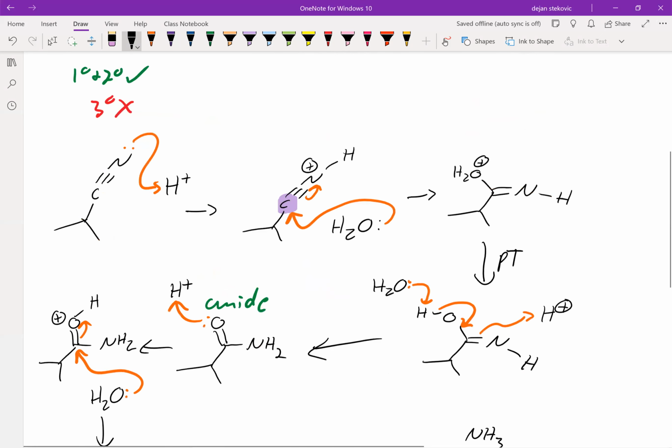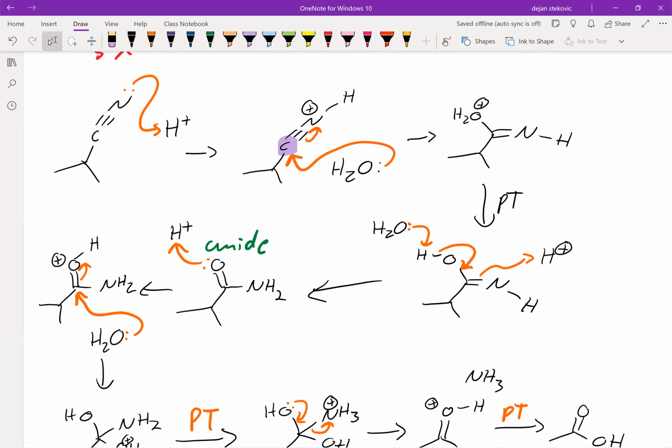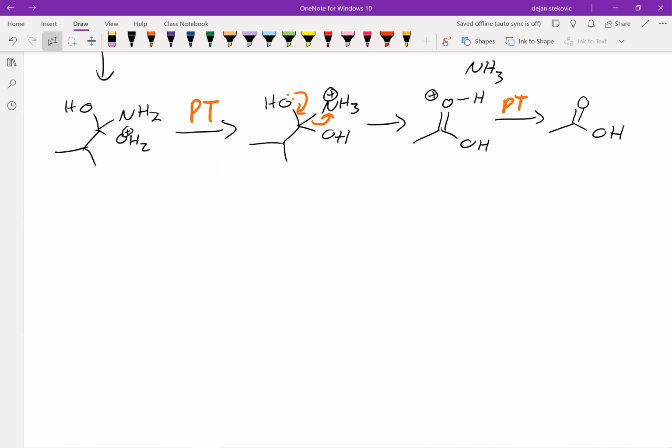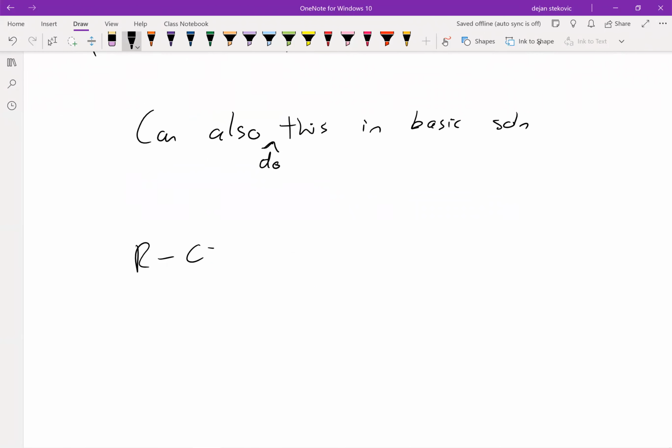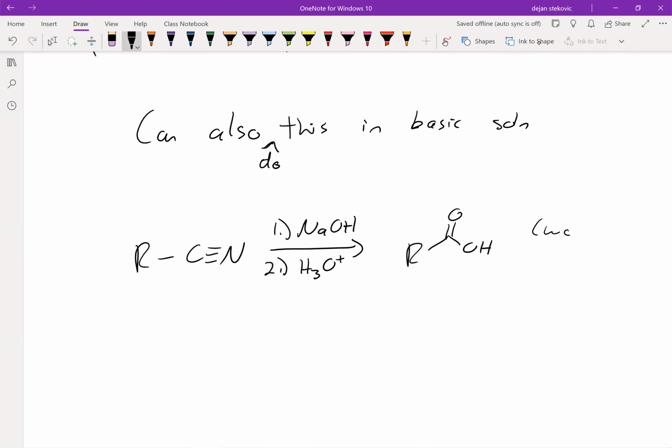So pretty long mechanism there, but overall it's pretty intuitive, right? We can also do this in basic solution. So if we have a cyano group, you can just add some sodium hydroxide. And then you do need to do an acidic workup just to reprotonate your carboxylic acid, but you end up with a carboxylic acid. Check out the walkthrough for this mechanism.